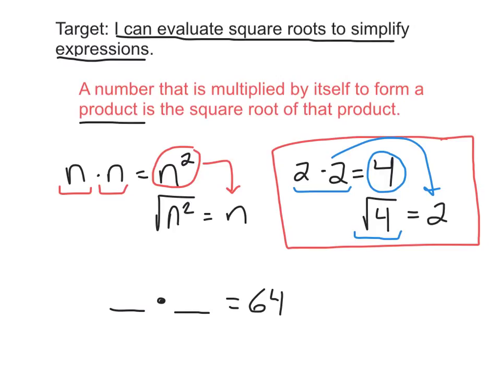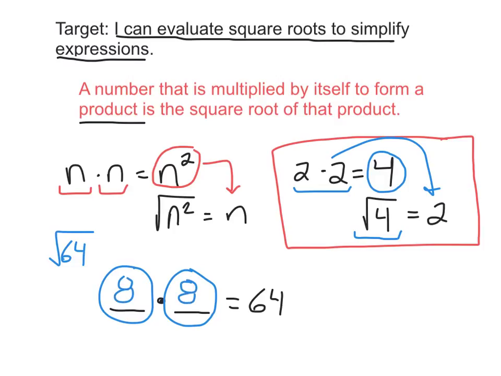So when you find the square root, you're kind of answering this question. What times itself equals that number? If I were trying to find the square root of 64, my question is, what times itself equals 64? Well, 8 times itself equals 64. So the square root of 64 equals, you guessed it, 8.